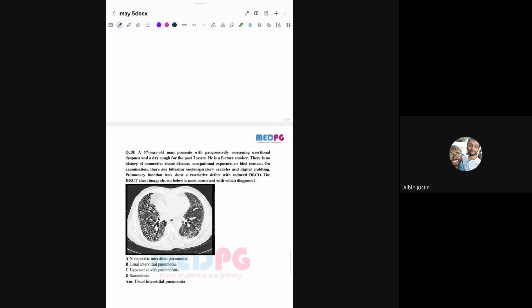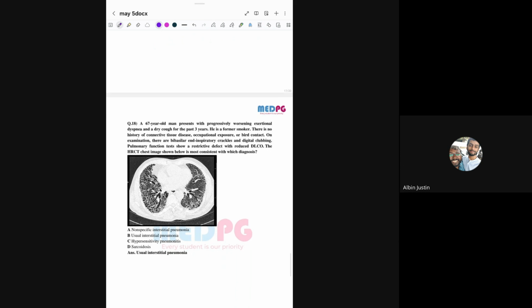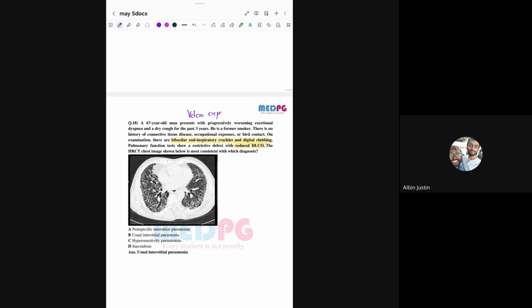Now, question number 18. So they give a history of age more than 60 with progressive exertional dyspnea, dry cough, and bilateral basal end inspiratory crepitations. And there is decreased DLCO. So this is actually the Velcro crepitations, and there is a restrictive PFT. So what do you see here?